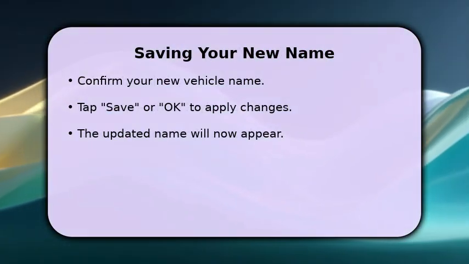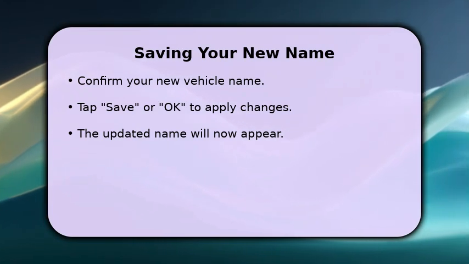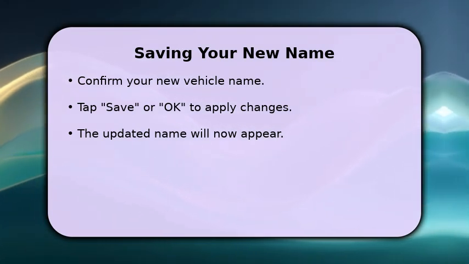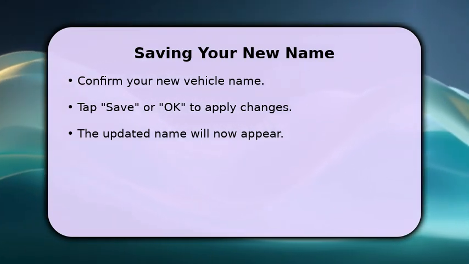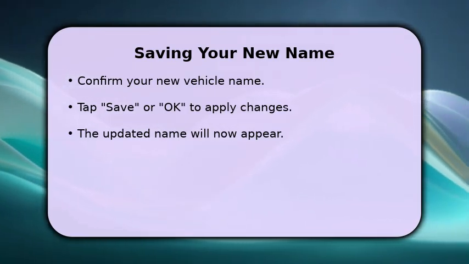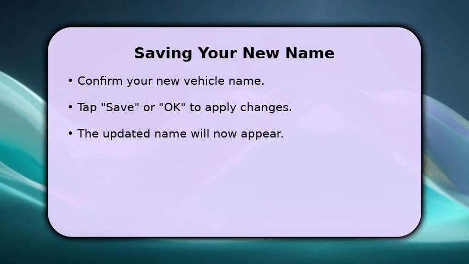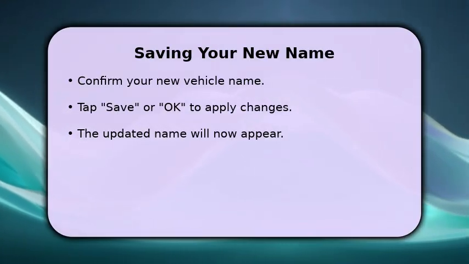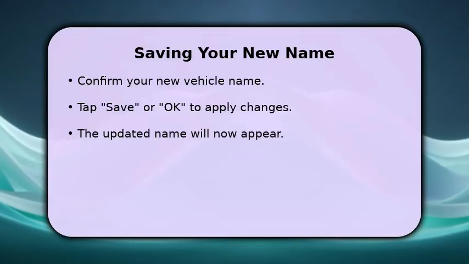After you've typed in your new name, double-check it for any typos. Once you are satisfied, look for a Save or OK button on the screen and tap it to confirm your changes. Your Tesla's new name will then be updated and displayed, reflecting your personal touch across the vehicle's interface.